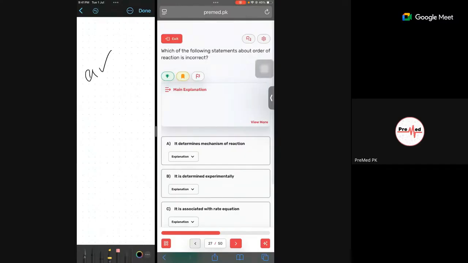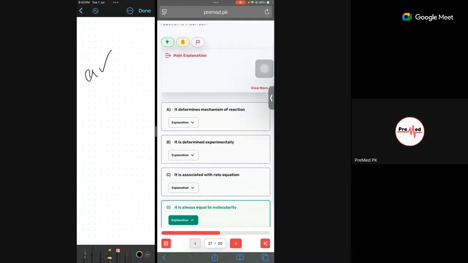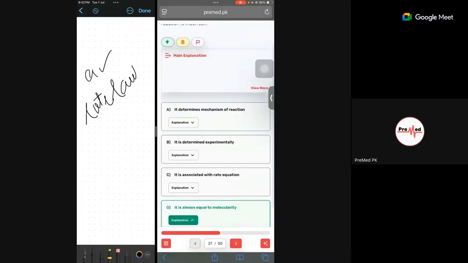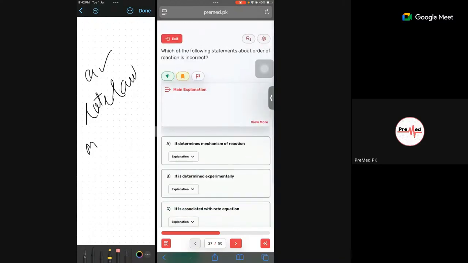Next, sorry. Which of the following statements about order of reaction is incorrect? So option A is incorrect. Option B is correct. Option C is that it is associated with the rate equation. Yes, because you are talking about the rate law at that point. And then we have option D, which is that it is always equal to molecularity. See, the mechanism of reaction and molecularity both have nothing to do exactly with the order of reaction.